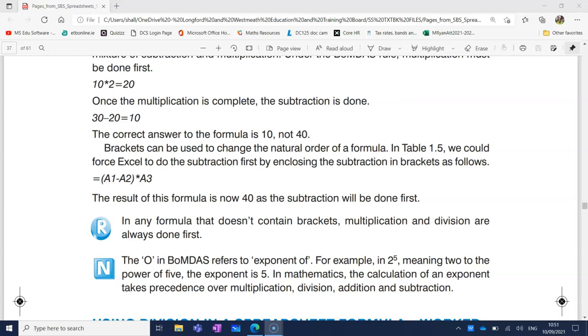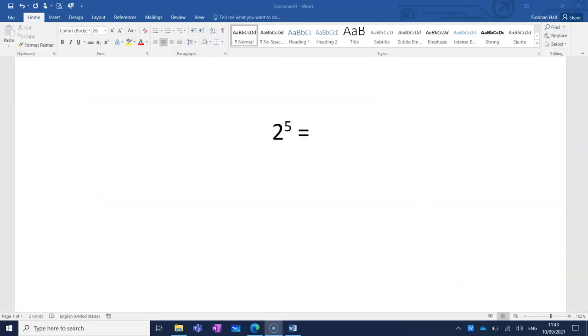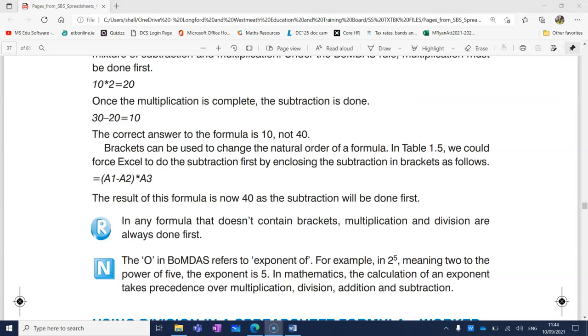Note, the O in BOMDAS refers to exponent of. For example, in 2 to the power of 5, the exponent is 5. So before I go any further, I'll explain about to the power of. 2 to the power of 5 means 2 by 2 by 2 by 2 by 2. And in this case, your answer would be 32. In mathematics, the calculation of an exponent takes precedence over multiplication, division, addition, and subtraction.